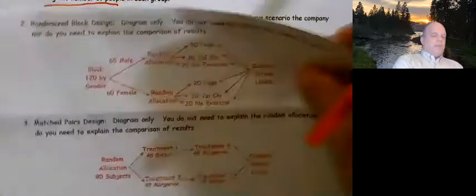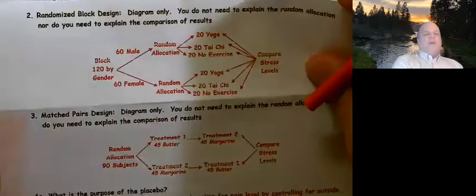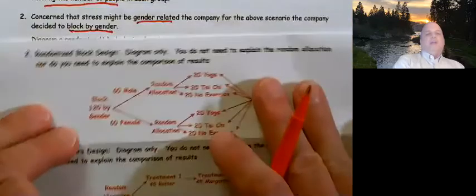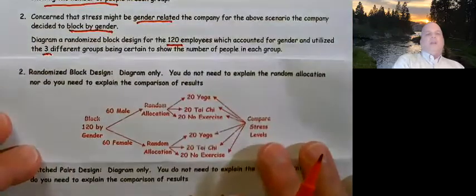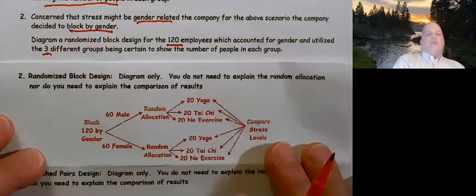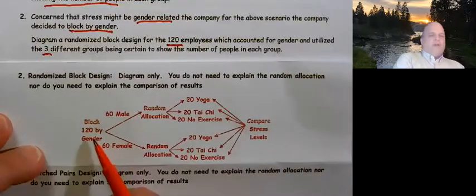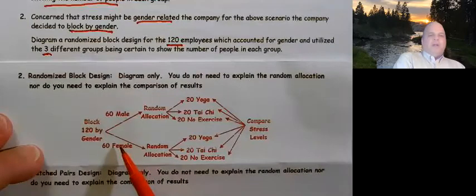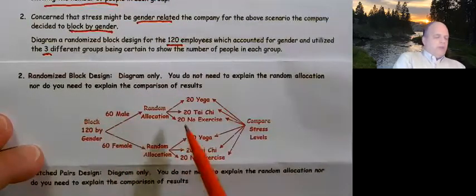But we're going to start off by blocking. So, diagram only. You do not need to explain the random allocation, nor do you need to explain the comparison of results at the end. So we started off with 120, and we're going to block by gender, and we're going to end up with 60 male and 60 female. And as long as you showed that where they went, you're good to go.